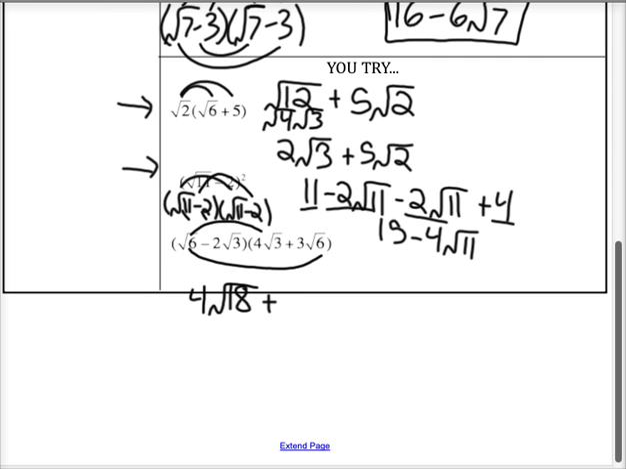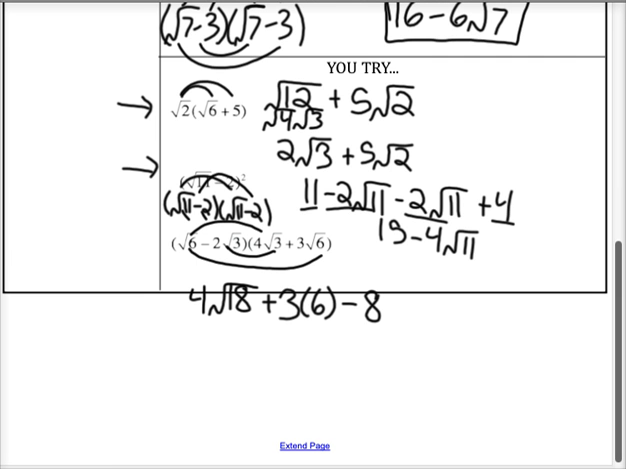Well, we have the 3 on the outside. And now, square root of 6 times the square root of 6, we have a radical times itself. So that's just going to give us the number that was inside. Negative 2 square roots of 3 times 4 square roots of 3. Well, we multiply those pieces on the outside. So the negative 2 and the 4 multiply to negative 8.